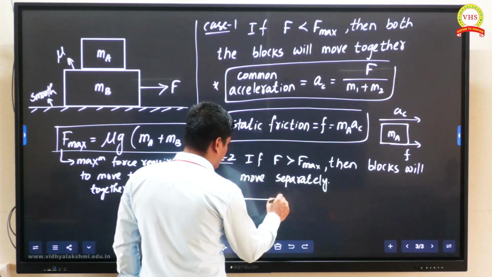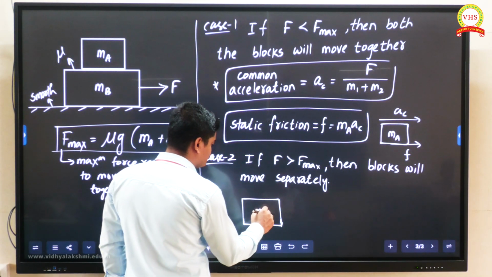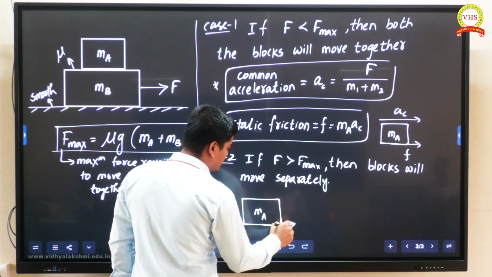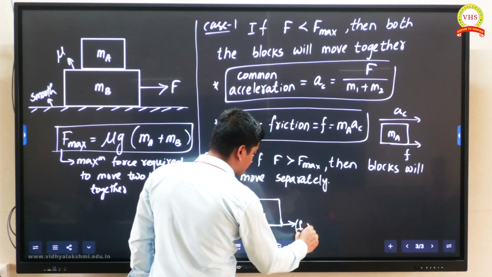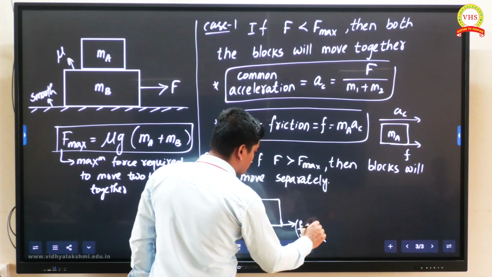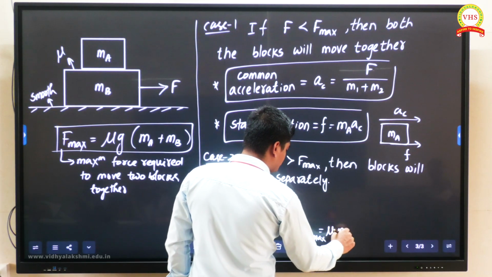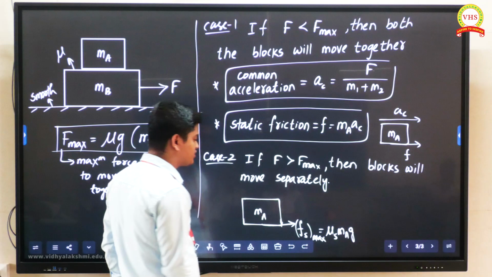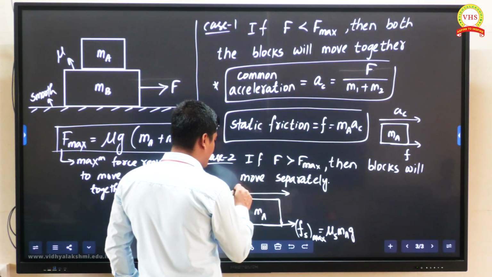Listen here. Now first you take the A block. On that, what is the force acting? Now frictional force, which is what? Fs max, which is nothing but mu s times Ma into g. This is the maximum force acting on that.